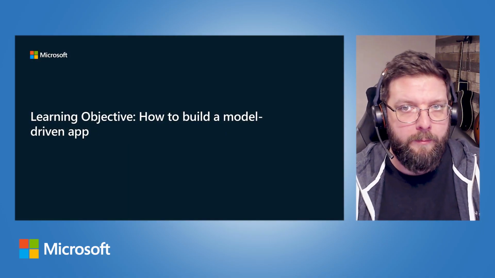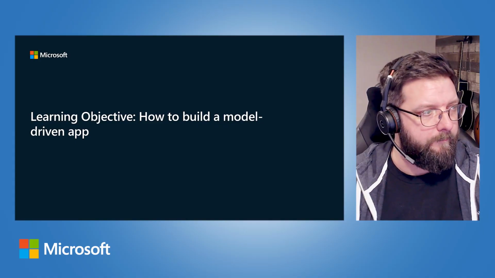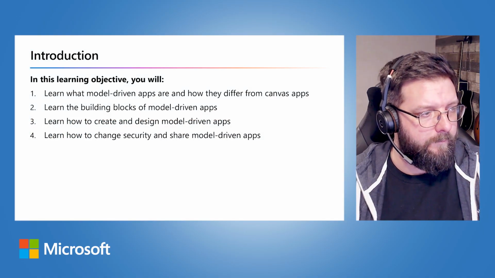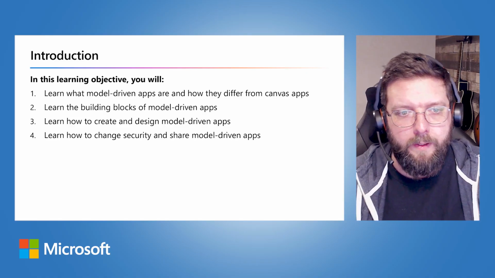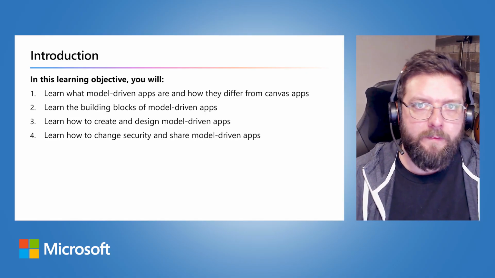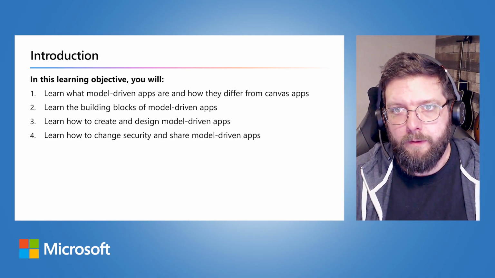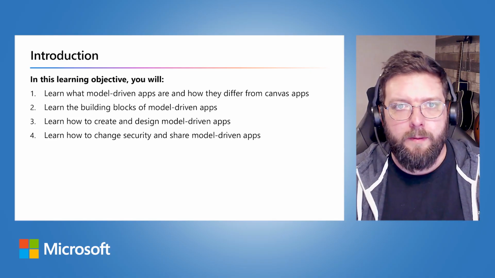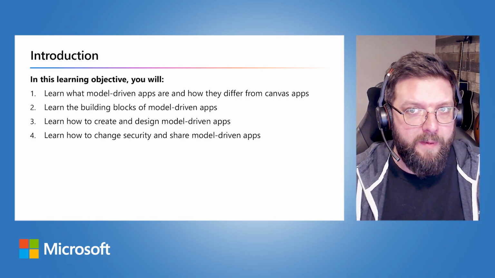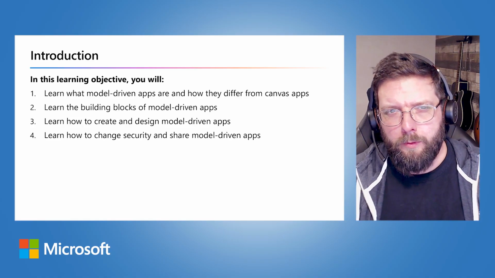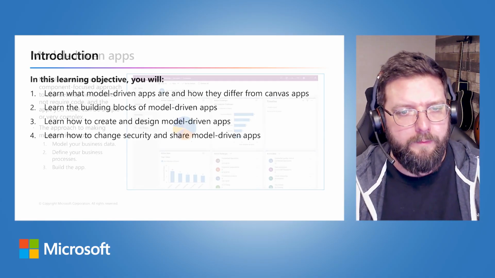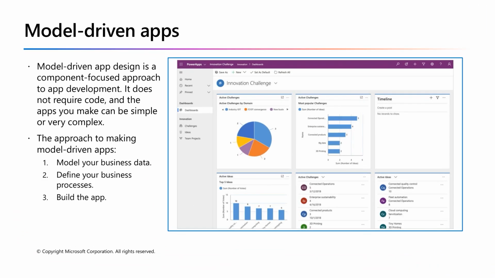Let's take a look at how to build a model-driven app now. So a model-driven app consists of several components that you select by using the app designer. Components and component properties become the metadata. And let's look more closely at these components as we move into this. Model-driven app design is a component-focused approach to app development, and it does not require code, and the apps that you can make can be very simple or very complex.